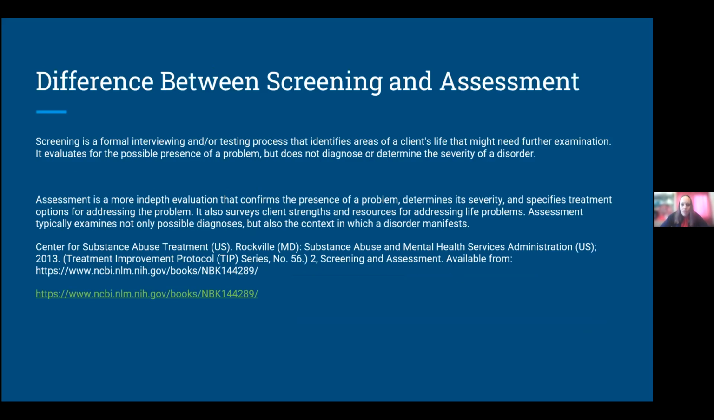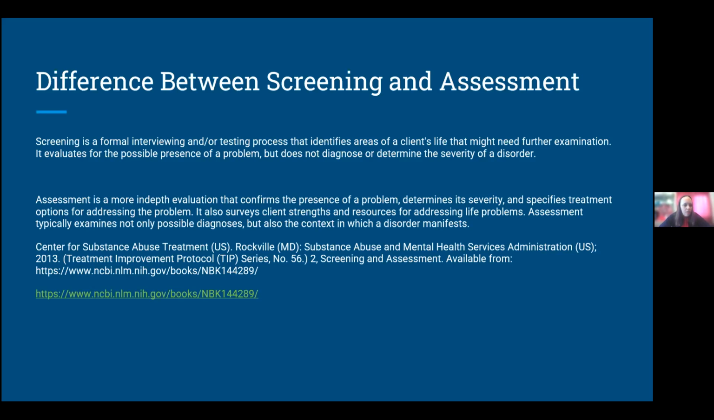And so what is the difference between a screening and an assessment? This is the definition from the Center for Substance Abuse Treatment that sums it up well. Screening is something that is more brief. It can be done by other staff, such as at intake. It can be done more widely. It's really just to identify if there are any areas in the client's life that we might need to further examine with an assessment. So we're evaluating for the possible presence of a problem, but we're not diagnosing or even determining the severity of a disorder.